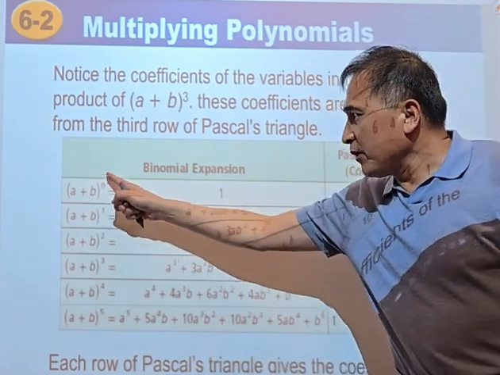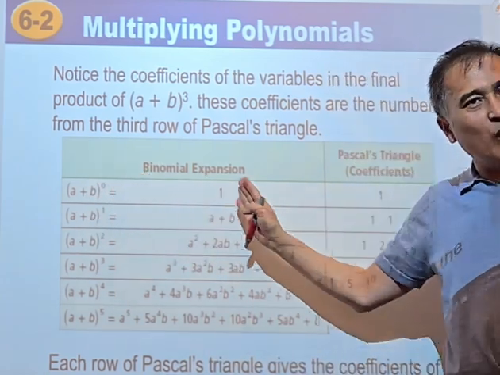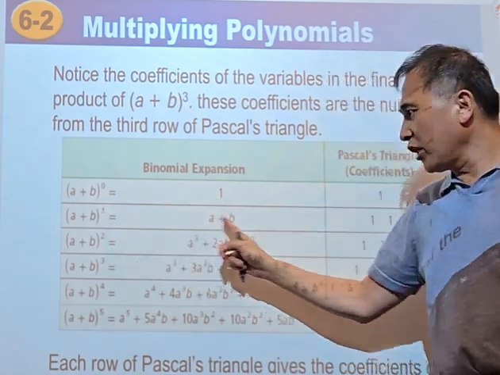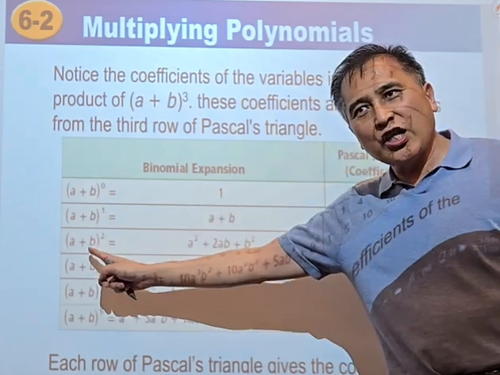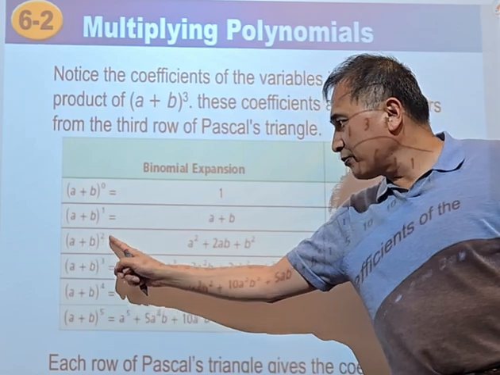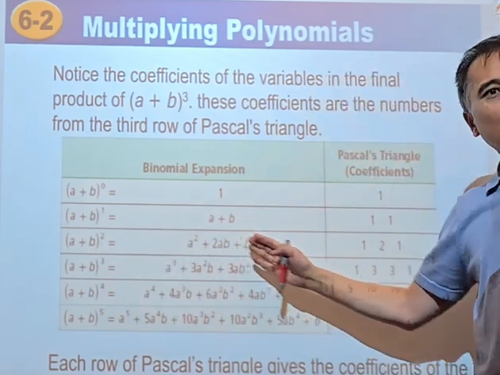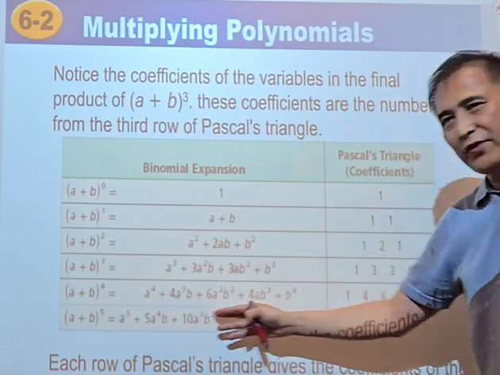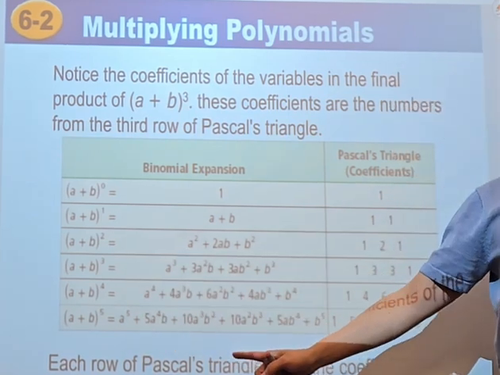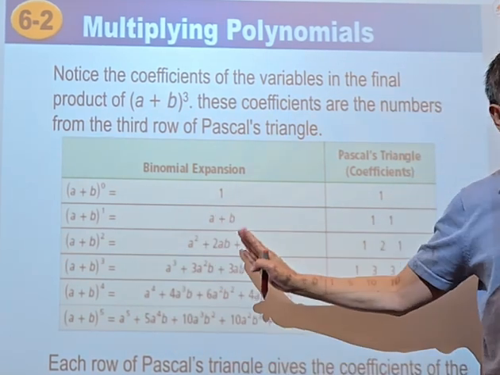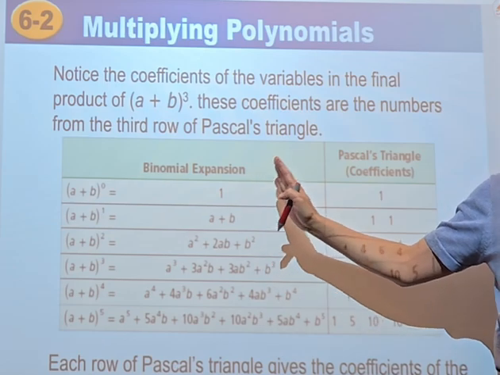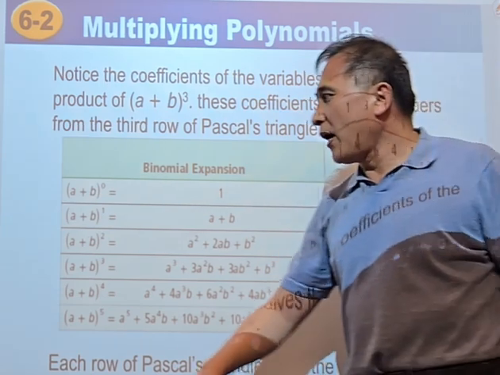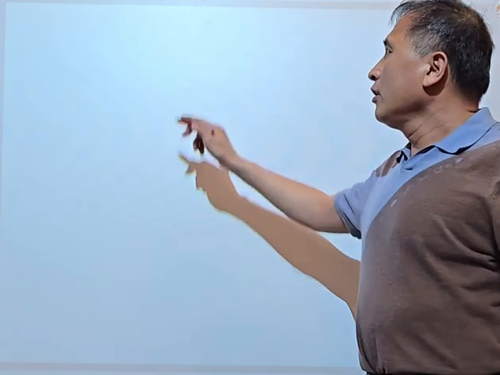So (a + b) to the 0 power, anything to the 0 power is 1, right? And (a + b) to the 1 power is just itself, a + b. After that, (a + b) squared, you can FOIL it, and the cube, you do it, and the 4th power and 5th power you do it. And they found out the coefficient numbers follow this pattern, and we call it Pascal's triangle. Pascal's triangle is like this.